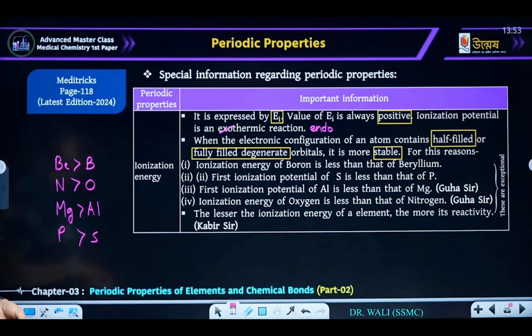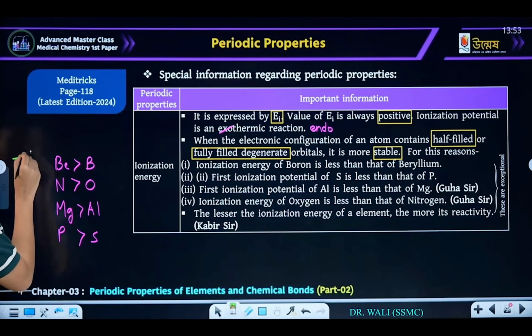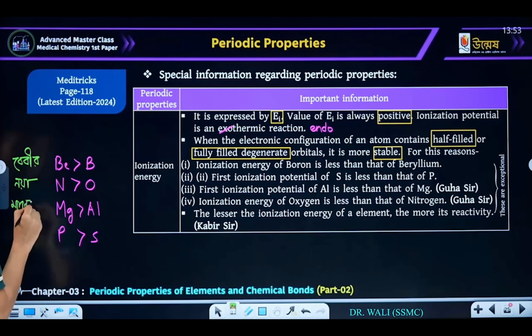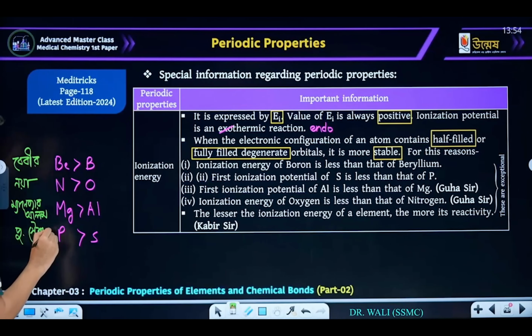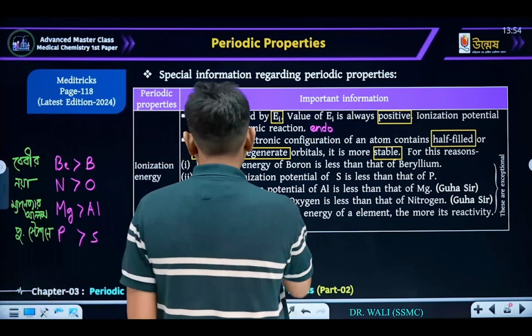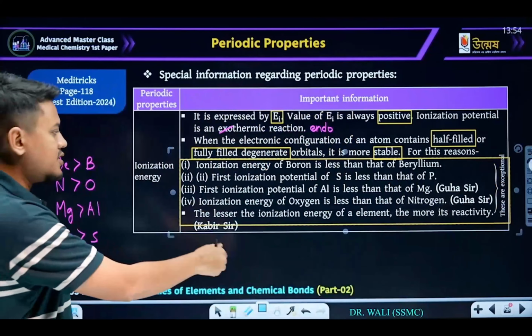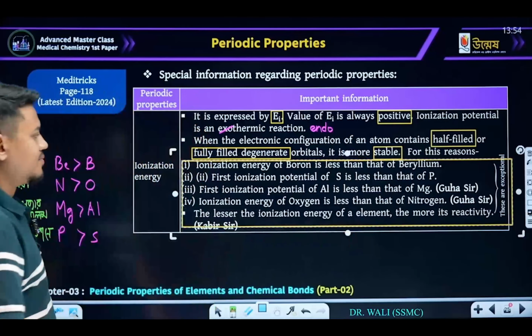With this, how did I remember all this? With a mnemonic. The mnemonic in Bangla would be Babir Noya Manager Alom Police Station. See, baby, beryllium more than boron. Noya, nitrogen more than oxygen. Manager alum, so magnesium more than aluminium. Polish station, phosphorus more than sulfur. With this, we can remember all the exceptions that are present here. Okay, I think you don't have to read anything else. With this, we can remember.